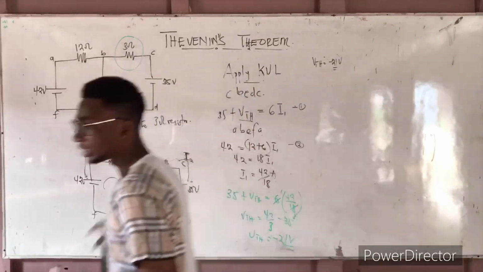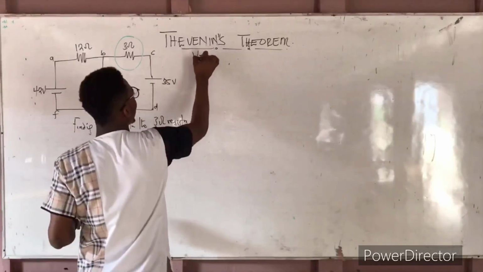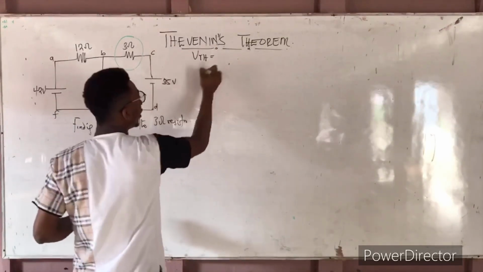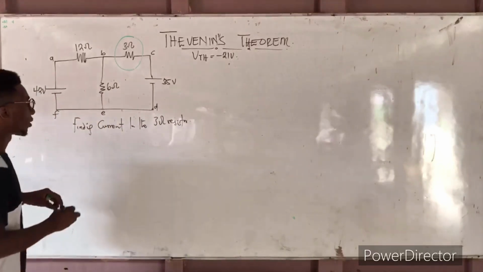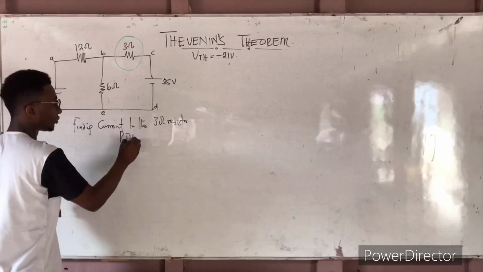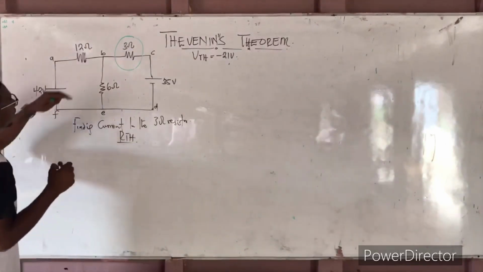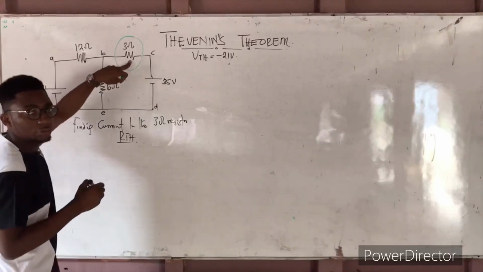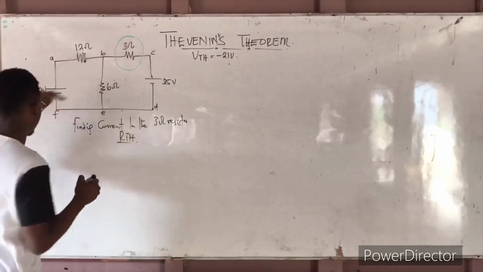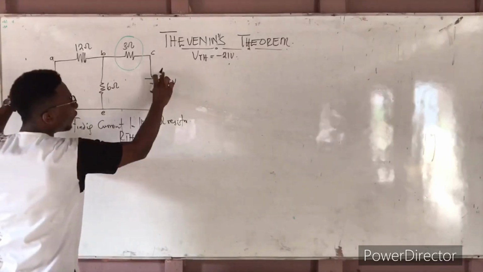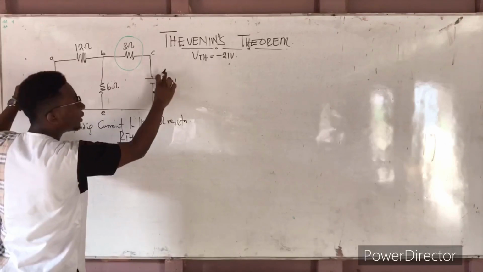Okay, so let me clear this. Okay, so we had, let me put the Thevenin voltage, we had minus 21 volts. So now I want to calculate for the RTH, which is the Thevenin resistance. How do you go about that? Now, you put the RTH at the same place. But before we can put the RTH, we have to short circuit all voltage sources. You have to short circuit all voltage sources.